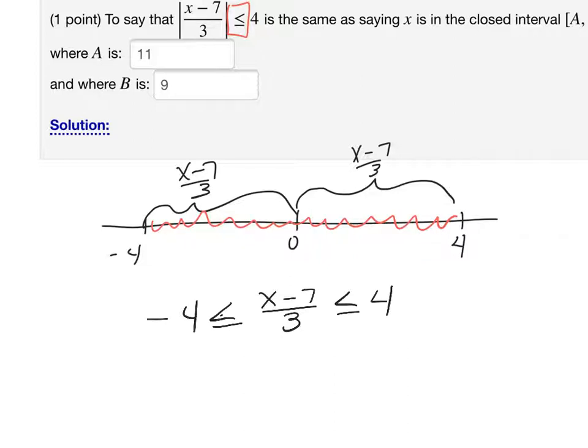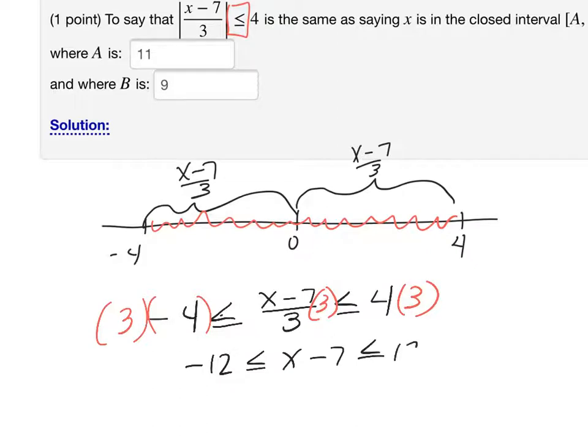And so I have to get rid of this 3. So I need to multiply everything by 3 because I don't want that 3 right there. I'm not fond of fractions. Let's go ahead and multiply everything by 3. So when I multiply everything by 3, then I'm going to end up here with a negative 12 is less than or equal to x minus 7, which is less than or equal to positive 12.